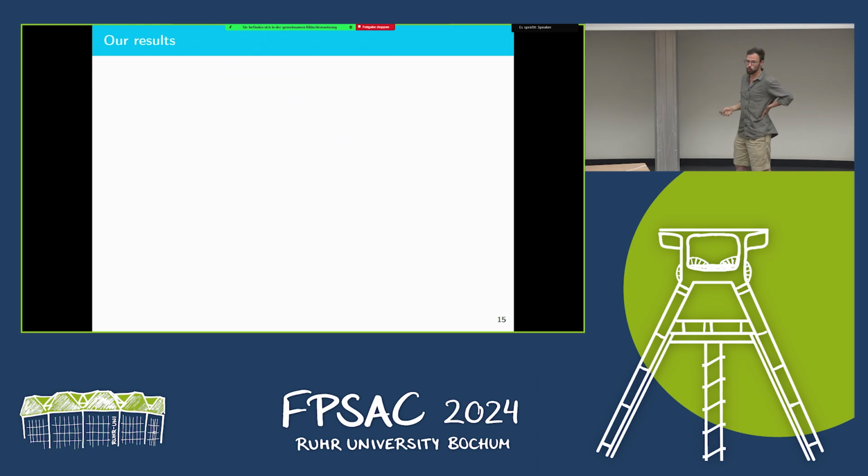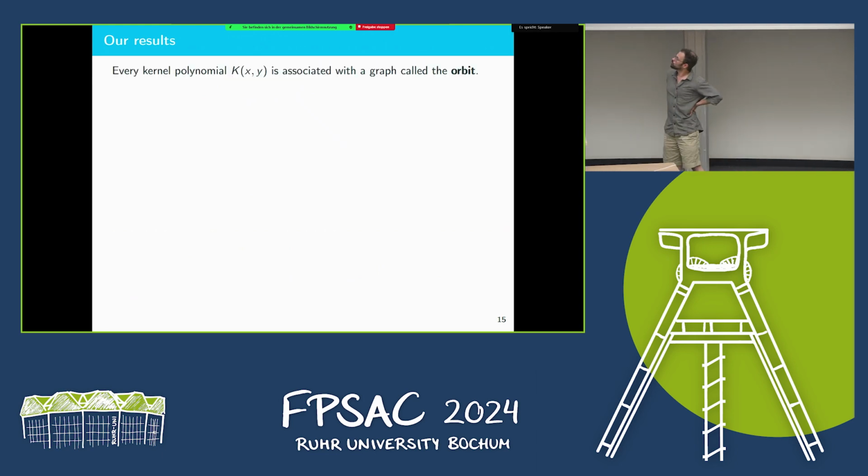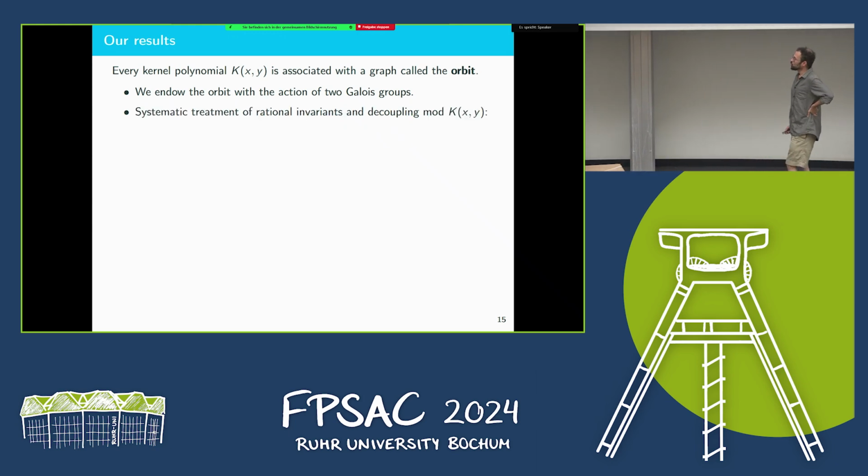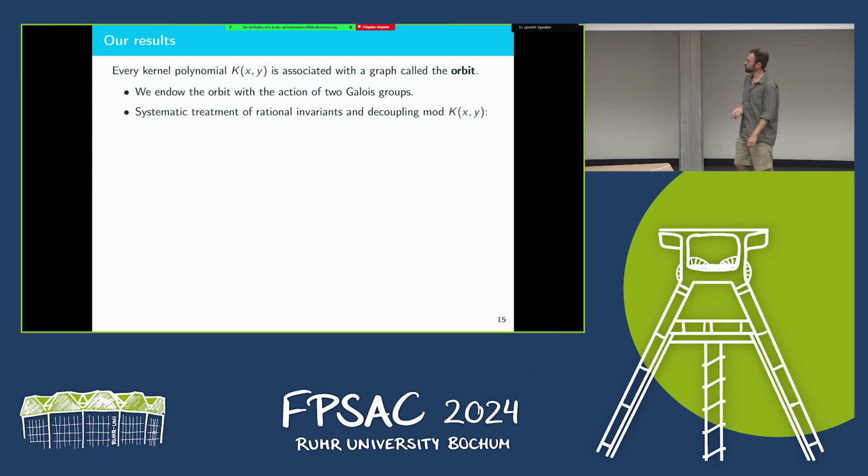Hence, our contributions. So, if you start with some bivariate polynomial, you can associate to it a graph, which is called in the literature the orbit of the walk. What we do is we endow this existing object with the action of 2 Galois groups. This relation between these Galois groups and these graph objects allows us to perform the first 2 points.